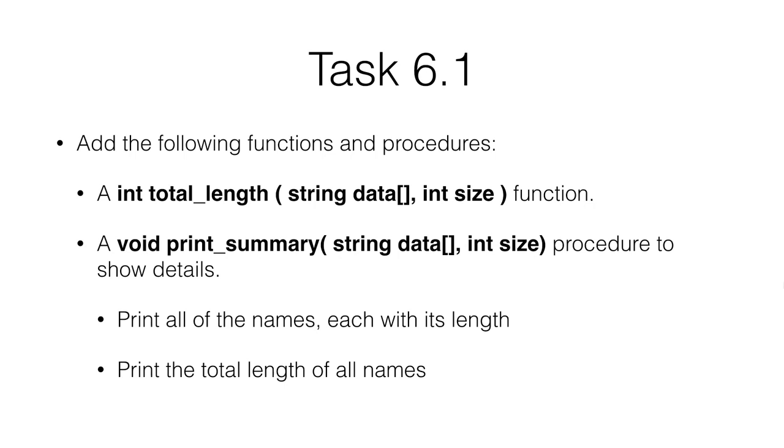Let's have a go now, returning back to 6.1, and I'll show you how to create a total length function. So we're going to create a function that returns the total length of all of the names in our array. You can then have a go at printing the summary to print out each of the names along with the total length of all of the names.